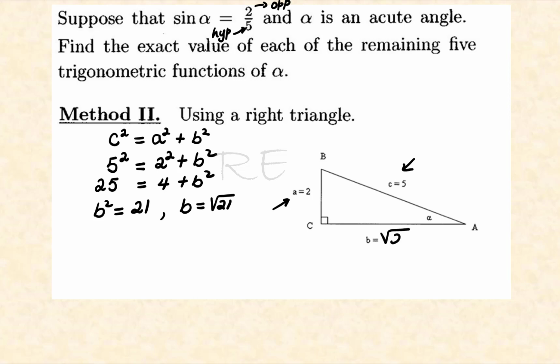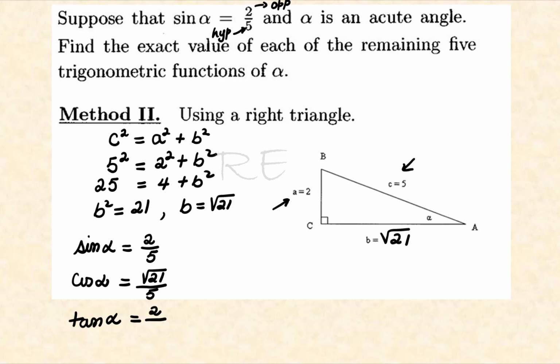We replace b by square root of 21. We have all three sides. We can get the ratios. Sine alpha is opposite over hypotenuse. It was given. Cosine alpha is adjacent, square root of 21, over hypotenuse. Tangent alpha is opposite over adjacent, which of course we will rationalize as 2 square root of 21 over 21.